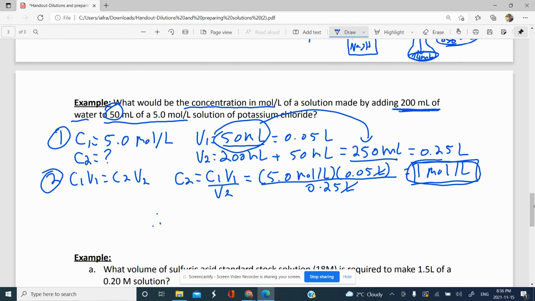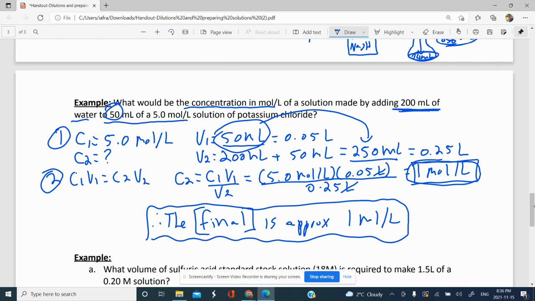So therefore, the final concentration is approximately 1 mole per liter.